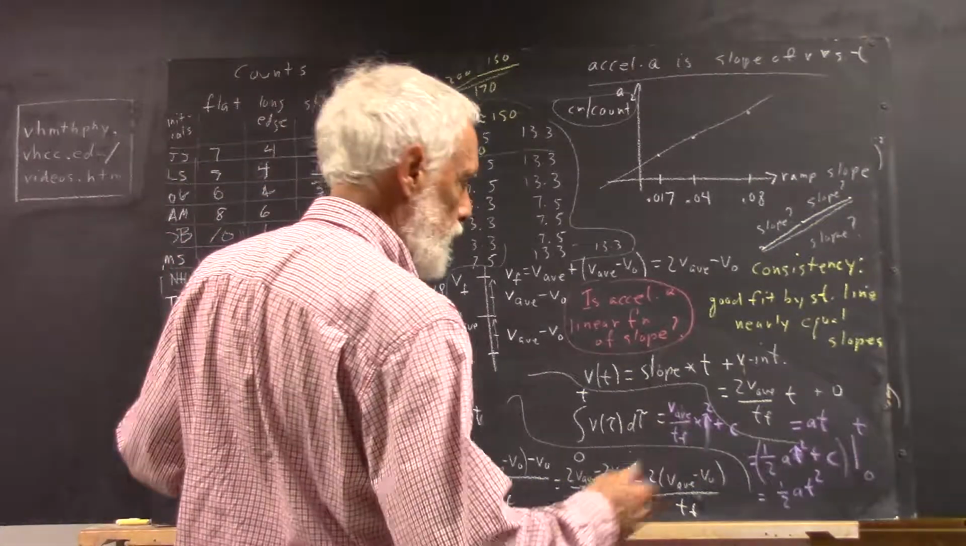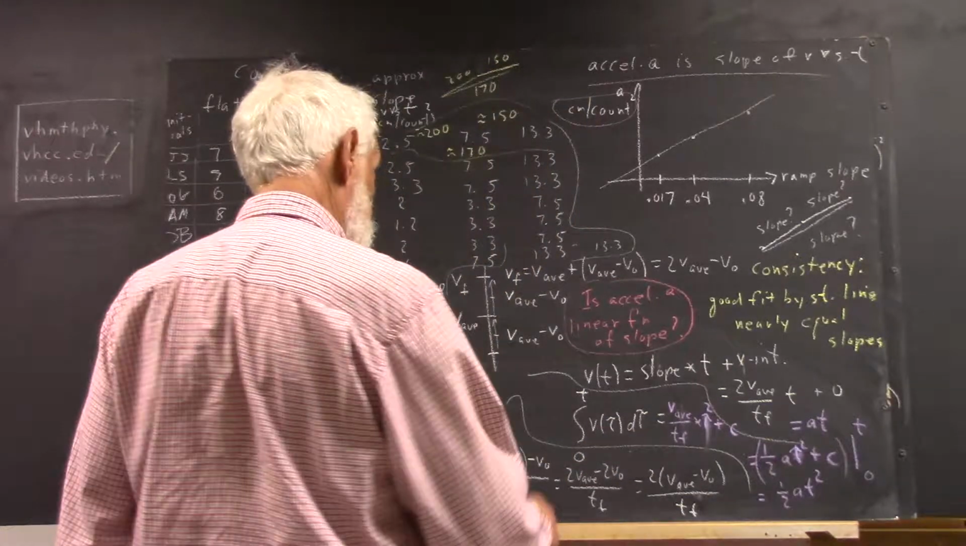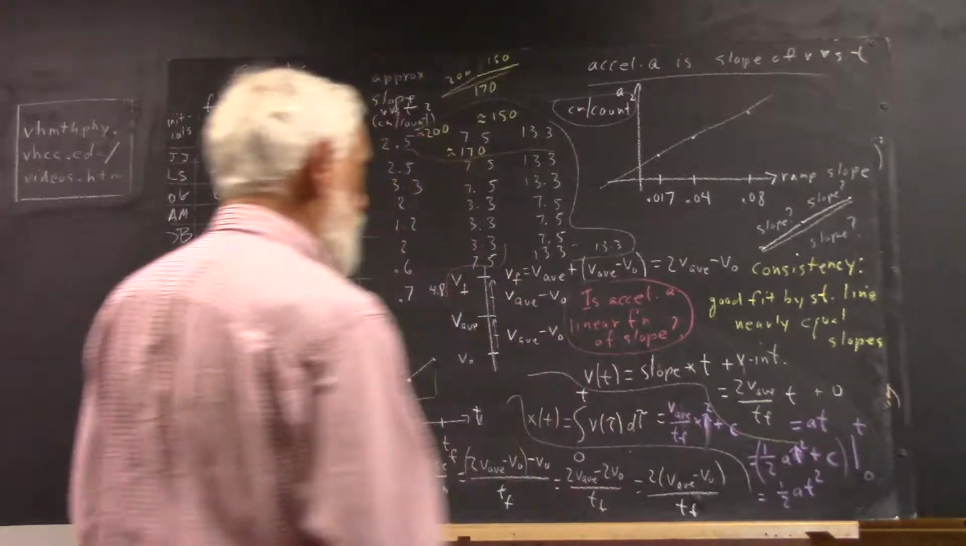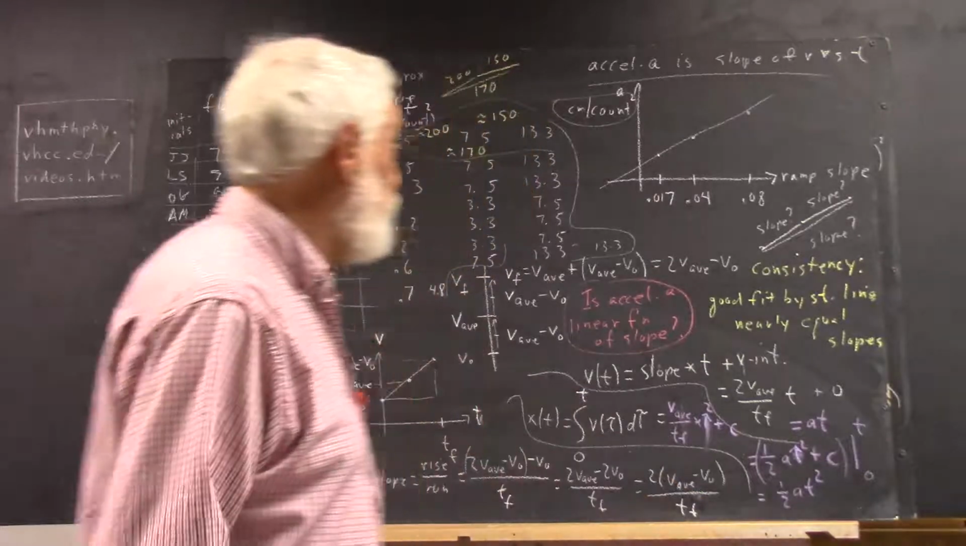So that is not our v of t. When we integrate the velocity, it turns out that we get the position. So the position would be this, and we don't have to do a lot more reasoning to get the position function.